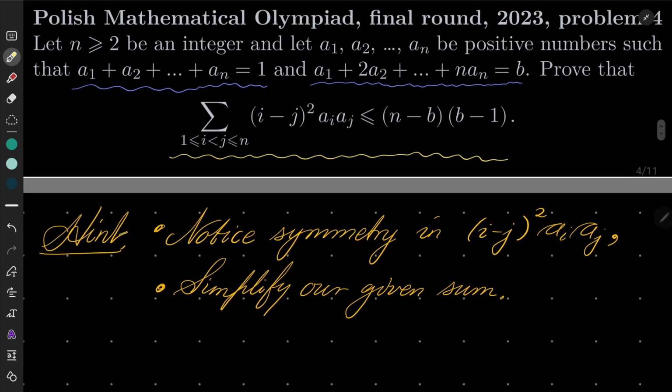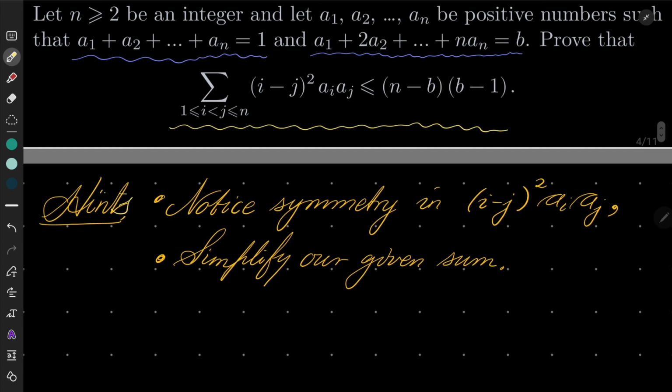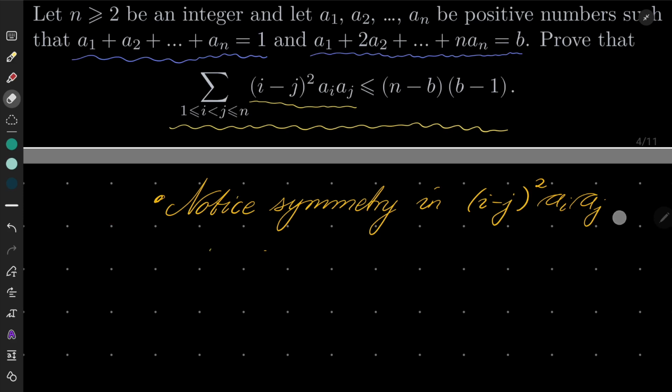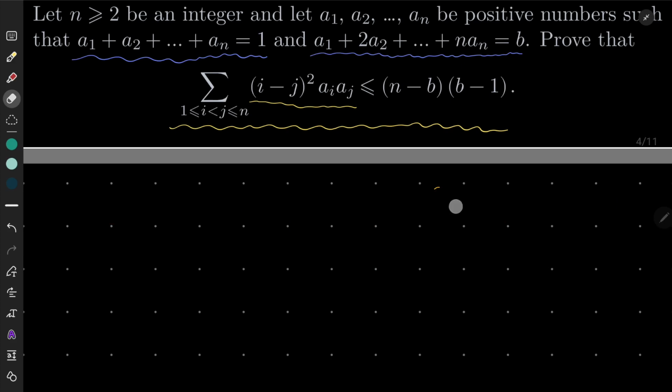So my hints for this problem are as follows. First of all, notice that some kind of symmetry is going on with these terms, (i minus j) squared times ai times aj, and that allows us to simplify our sum. And from there, it should be more manageable to show that our inequality is true. So give it a try and I will see you in a minute. Okay, so I hope that you have managed to solve it.